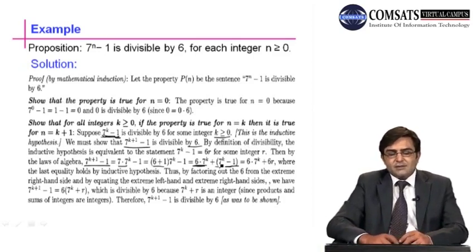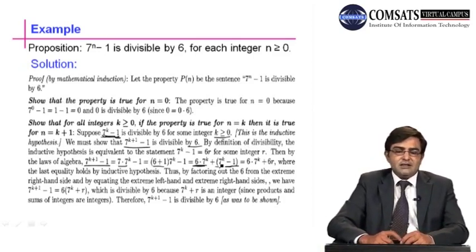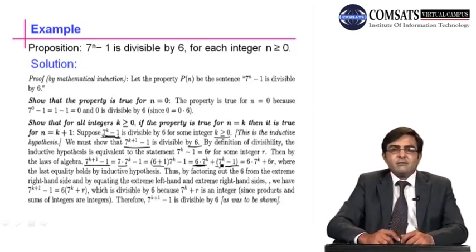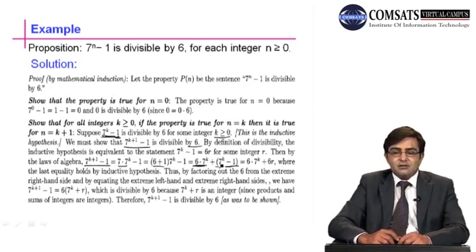So we can say that P of k plus 1 is true, and by the principle of mathematical induction, the given property, that is 7 power n minus 1 is divisible by 6 for all integer n greater than or equal to 0, is true.